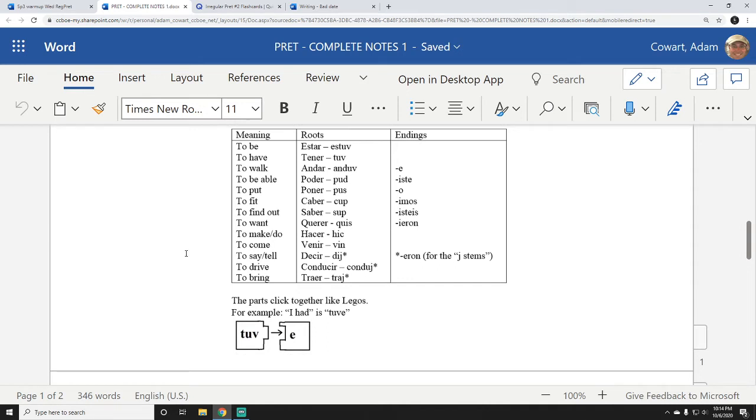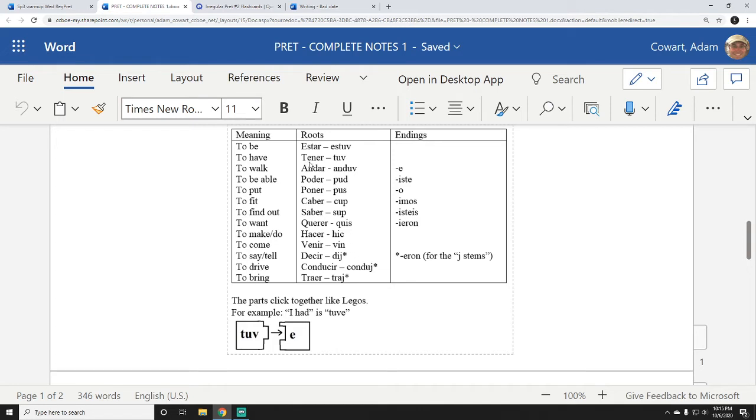These are the verbs we're going to be focusing on for now. So first we have to be, estar, and that turns into estuve. Okay, you have to use this root. You can't just take off the AR and say este. Okay, it's got to be estuve. And once you turn it into estuve, you hook it onto these. Estuve, I was. Estuviste, you were. Estuvo, he was. Estuvimos, we were. Estuvisteis, y'all in Spain were. And then estuvieron, they were.